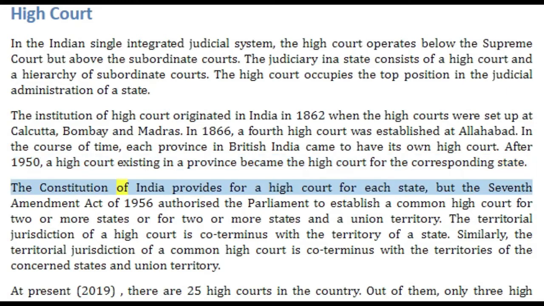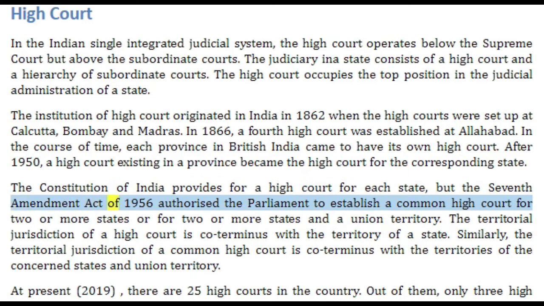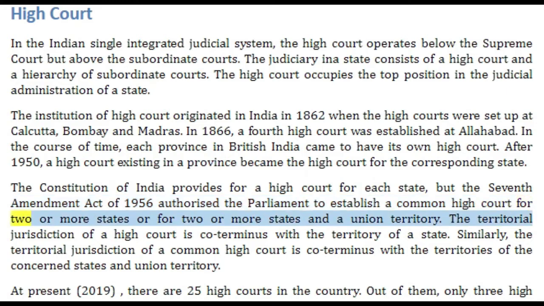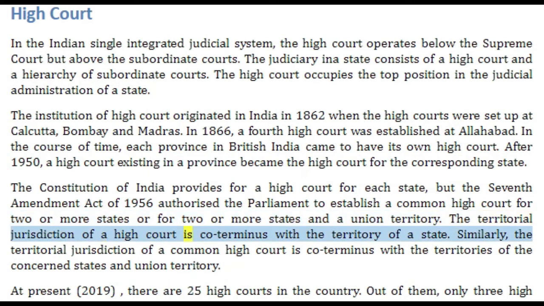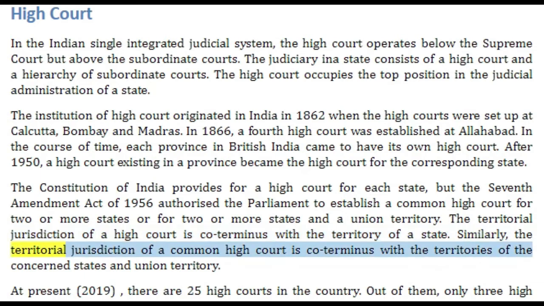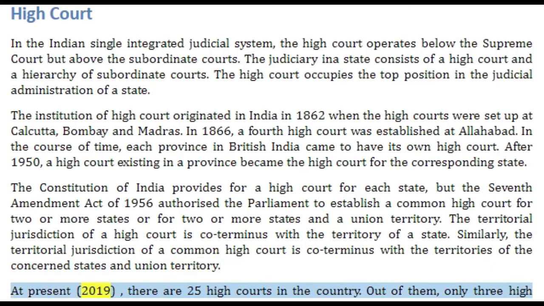The Constitution of India provides for a High Court for each state, but the Seventh Amendment Act of 1956 authorized the Parliament to establish a common High Court for two or more states or for two or more states and a union territory. The territorial jurisdiction of a High Court is coterminous with the territory of a state. Similarly, the territorial jurisdiction of a common High Court is coterminous with the territories of the concerned states and union territory. At present, 2019, there are 25 High Courts in the country.